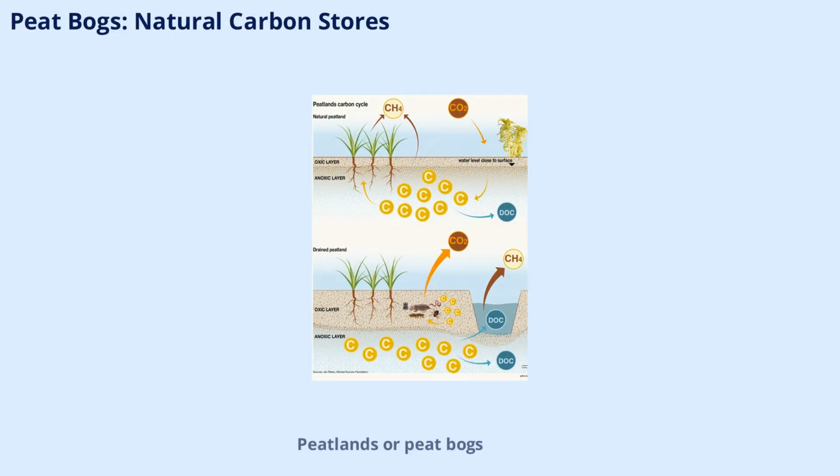Peatlands or peat bogs are a unique type of wetland that cover about 3% of the world's land area. These areas trap organic material before it can fully decay, locking carbon underground for thousands of years. Peat bogs are the largest natural terrestrial carbon store, sequestering more CO2 annually than all other biomass combined. Protecting and restoring peatlands is a powerful way to enhance natural carbon sequestration.